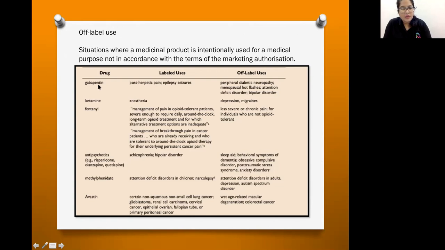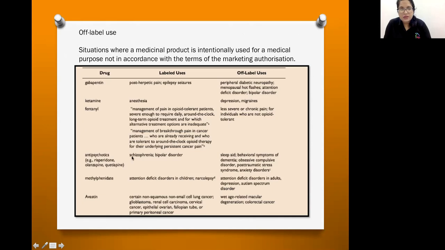So gabapentin is for post-herpetic pain and epilepsy seizures, and off-label is peripheral diabetic neuropathy, menopausal hot flashes, attention deficit disorder, and bipolar disorder. Ketamine, an anesthesia, is used for depression and migraine. Fentanyl is for pain, and it is used off-label for less severe or chronic pain in individuals who are not opioid tolerant.